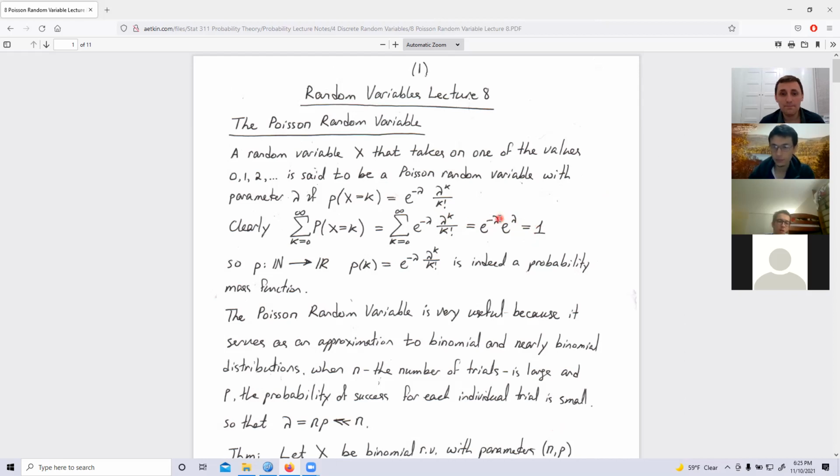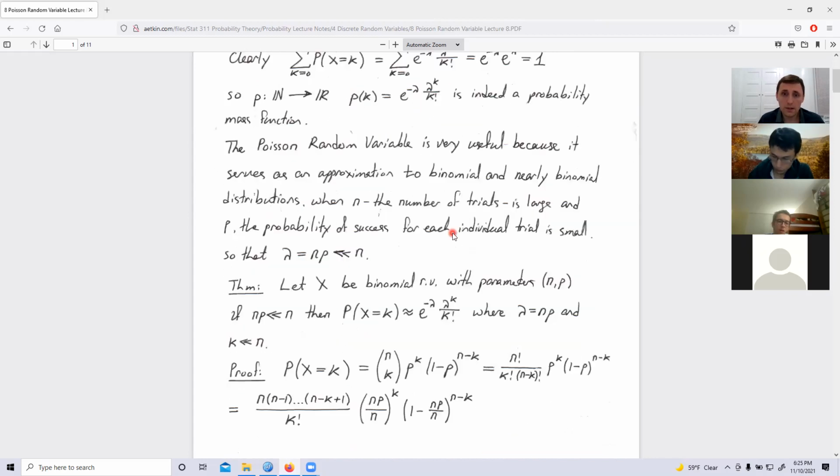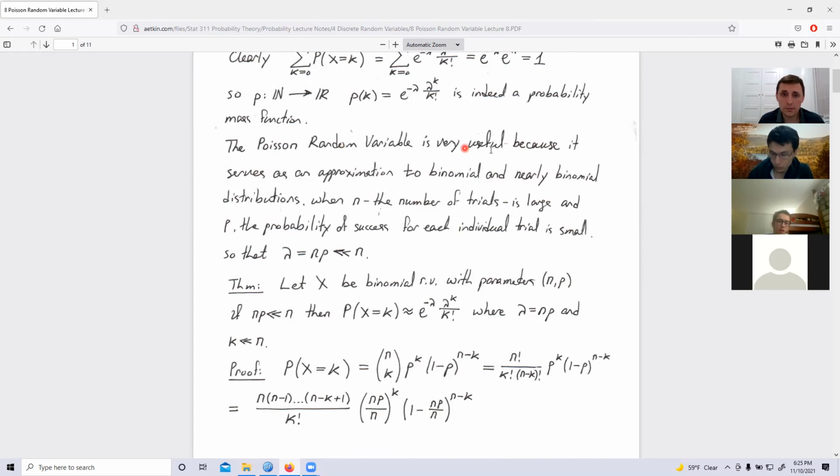This is equal to 1. The probability that x will be equal to k is called the Poisson function. Now, let's try to understand why the Poisson might be useful. How do we come to study such distributions? This is the key reason why it's a useful distribution.